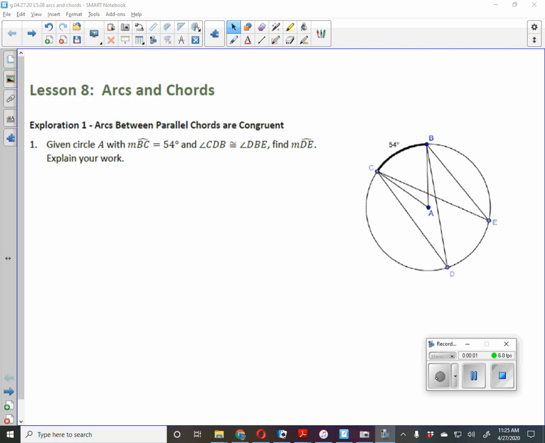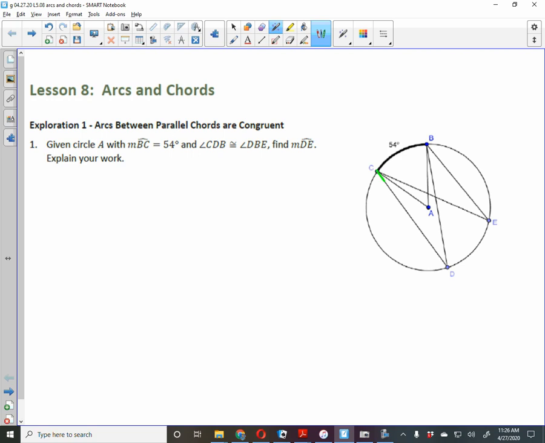All right, lesson 8, arcs and chords. So we're going to continue with the arcs and we're going to incorporate chords. Remember, chords are those lines that cut across a circle from one point on a circle to another point on a circle.